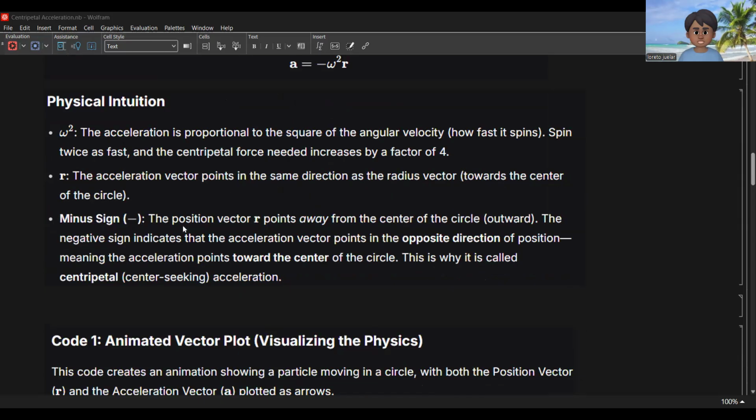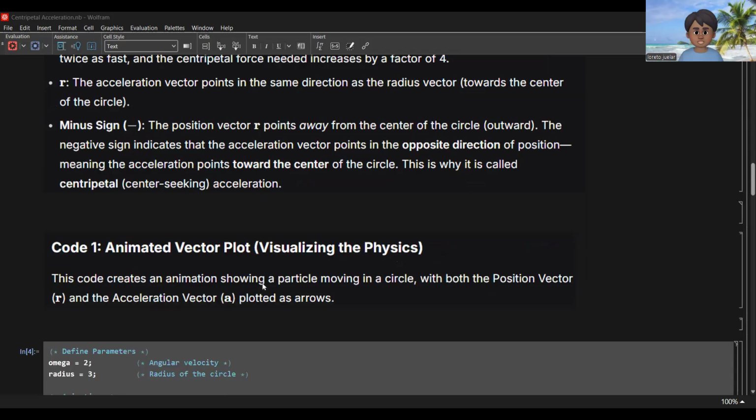The minus sign here: the position vector r points away from the center of the circle, outward. The negative sign indicates that the acceleration vector points in the opposite direction of the position, meaning the acceleration points toward the center of the circle. This is why it is called centripetal, center-seeking, acceleration.